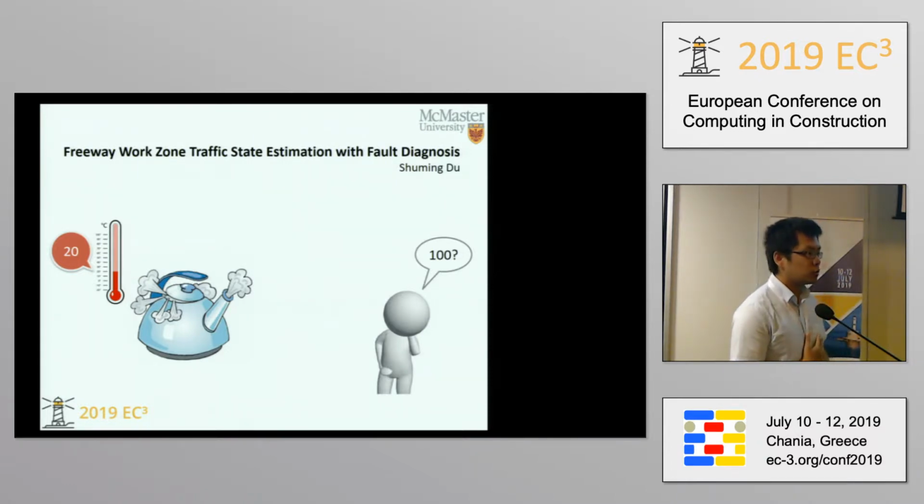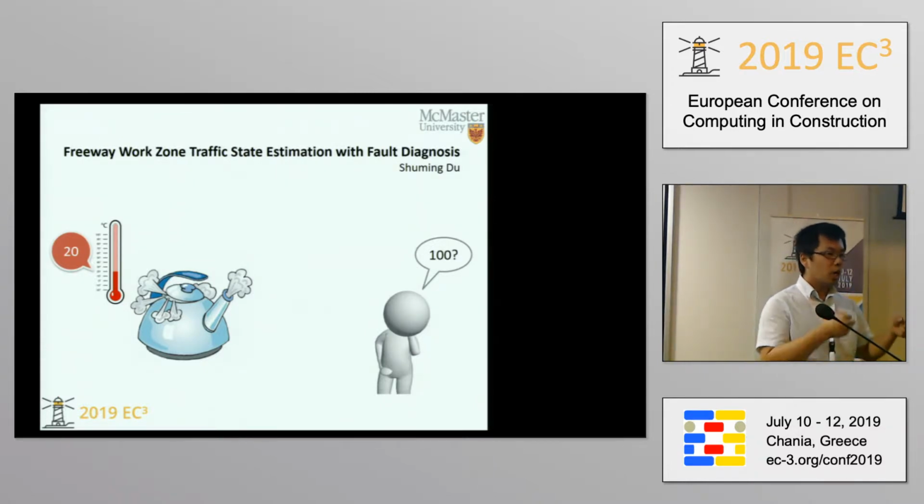My name is Shuming. I'm developing a sensor fault diagnosis. It mainly consists of 2 steps. First, a sensor detects the traffic states directly and makes an estimation. And second, a backup estimation is made for this sensor in case it fails. Now, there are many methods to generate this backup estimation, but they require large historical data sets, which we don't have at work zone areas.